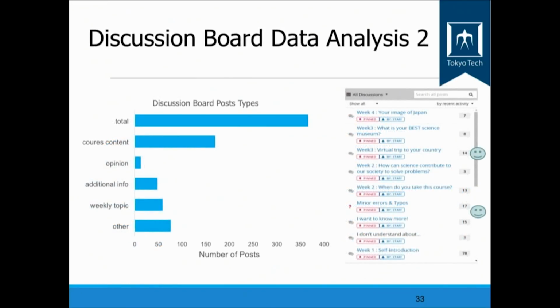We also found that they categorized the posts in the discussion board based on topic. First of all, the total is 366, as we said in the previous slide. Some posts had course content, about 200. Some were opinion, people complaining about something. Some had additional info, where students posted additional information related to the course material. And there is a weekly topic.